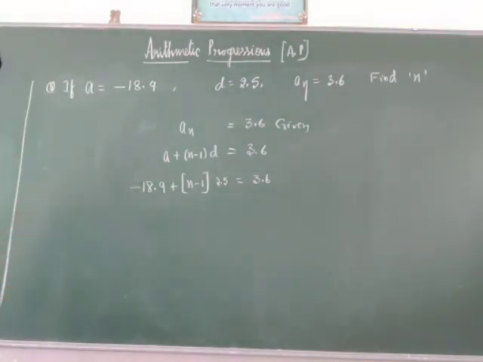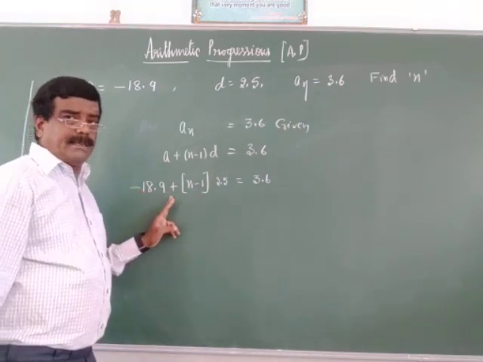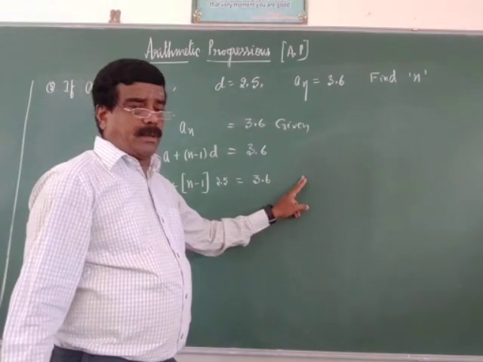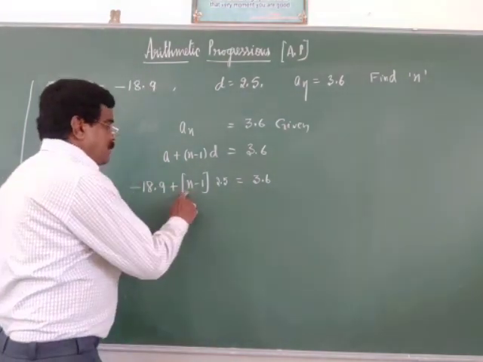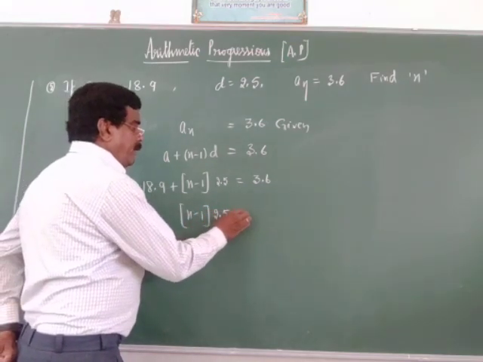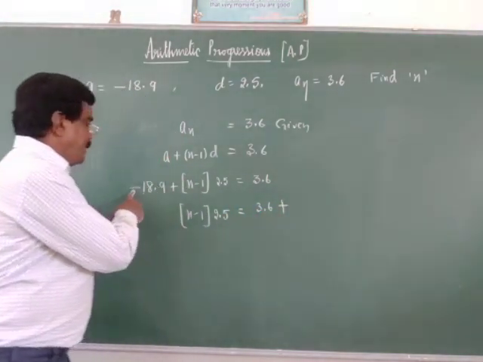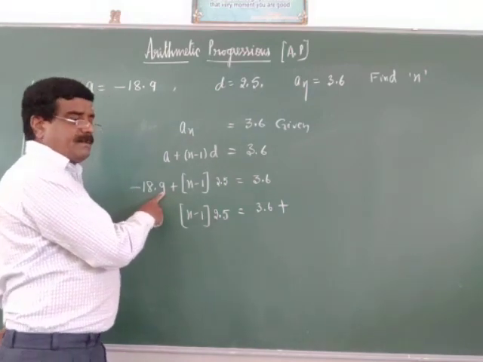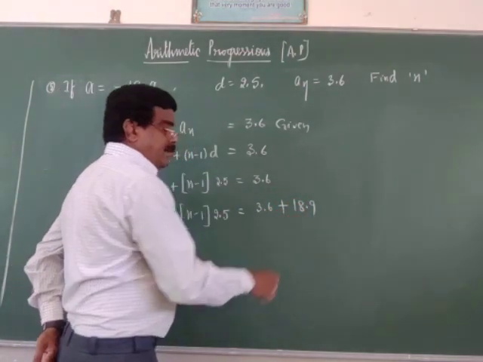Now what to do? Transposing of the term. Transpose the term means what? Minus 18.9 is there. It should be transposed to the right hand side to get plus 18.9. Learn that, children. So n minus 1 into 2.5, let it be as it is, then 3.6. Please change the sign, children. Minus 18.9, if we transpose it to the right hand side, becomes plus 18.9.